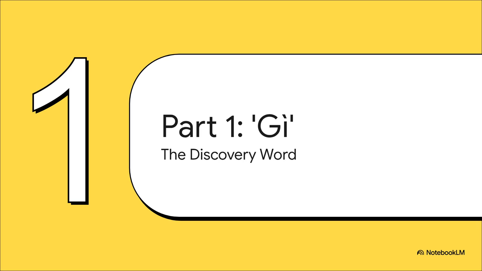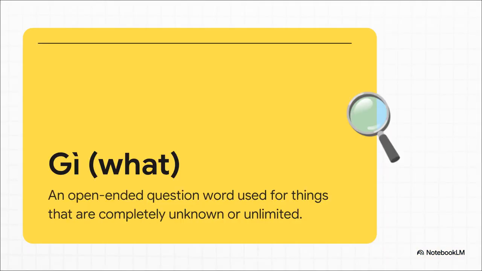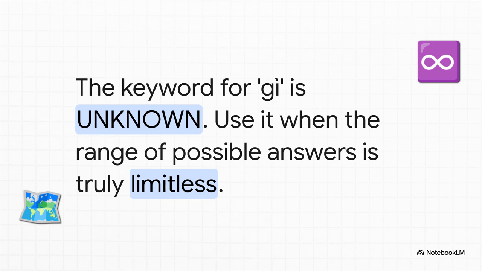The absolute best way to think about gì is to see it as your discovery word. This is the one you pull out when your questions are completely open-ended. Simply put, gì is what you use for the English word what when you genuinely have no idea what the answer could be. You have zero pre-existing information. The field is wide open. So if you remember just one thing about gì, I want it to be this word right here: unknown. That's the whole key. When you use gì, you're basically saying that the number of possible answers is, well, infinite. You're truly finding something out for the very first time.